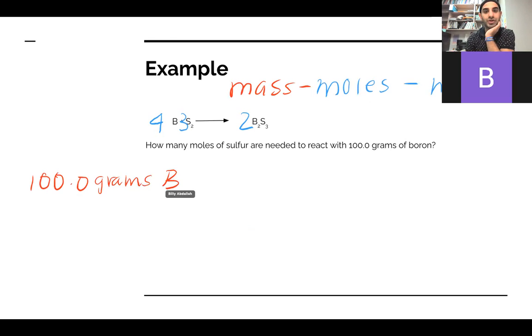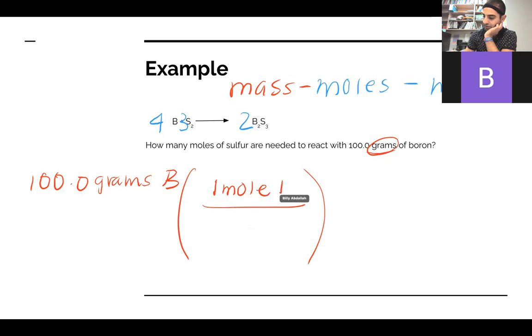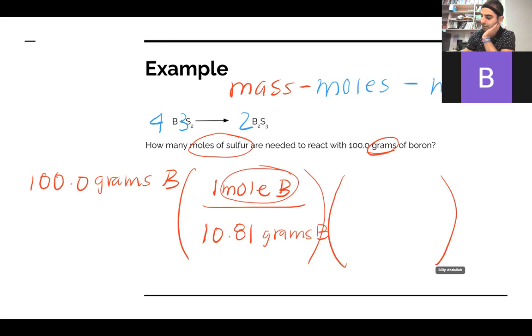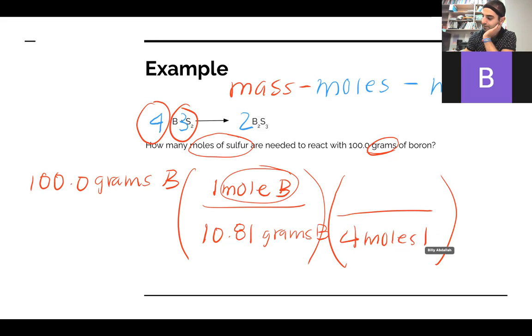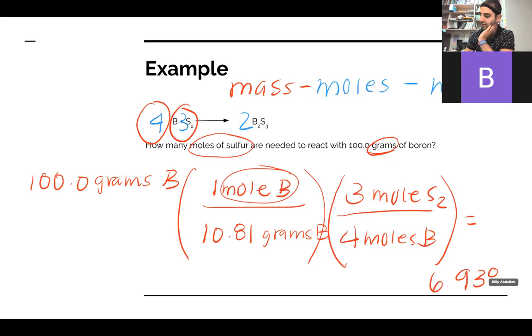Start with what we're given, 100 grams of boron. We want to convert grams to moles, and we can do that using the molar mass. So 1 mole of boron is 10.81 grams of boron. And now we want to convert moles of boron to moles of sulfur, and we can do that by using this ratio here. So 4 moles of boron and 3 moles of sulfur will give us around 6.938, again, staying consistent with my sig figs.